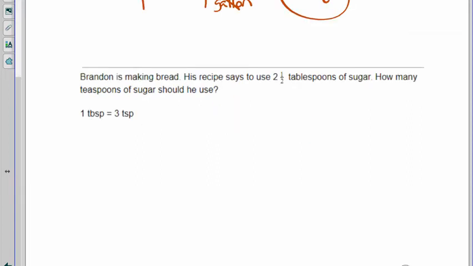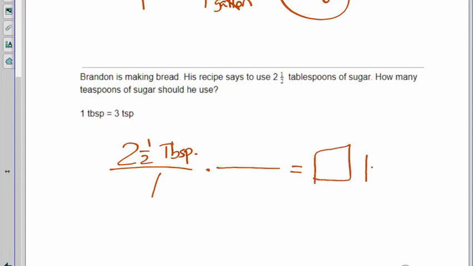All right, we have another one here. Brandon's making bread. Homemade bread's pretty good stuff. His recipe says to use 2½ tablespoons of sugar. And I want to know how many teaspoons that is. Okay, do I put my tablespoons on top, on the bottom? I want to be left with some number of teaspoons. Go ahead and give it a try. We'll talk about it in class.